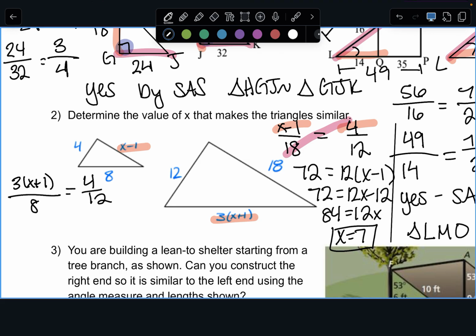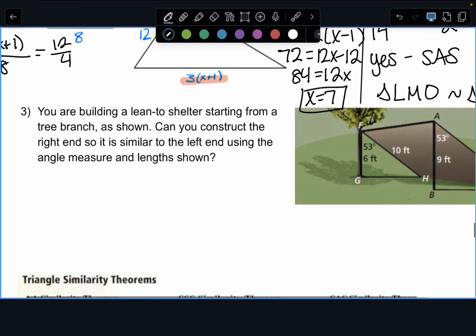Would it be 12 over 4? Or doesn't that matter? Oh, no, you're right. It would be 12 over 4. Thank you, Robbie. 12 over 4 if we were making our triangles match. Questions on that one? Same stuff we did in the past. Let's do one last one.